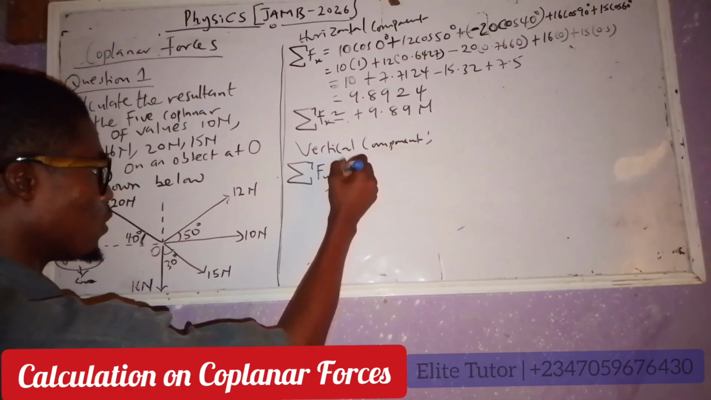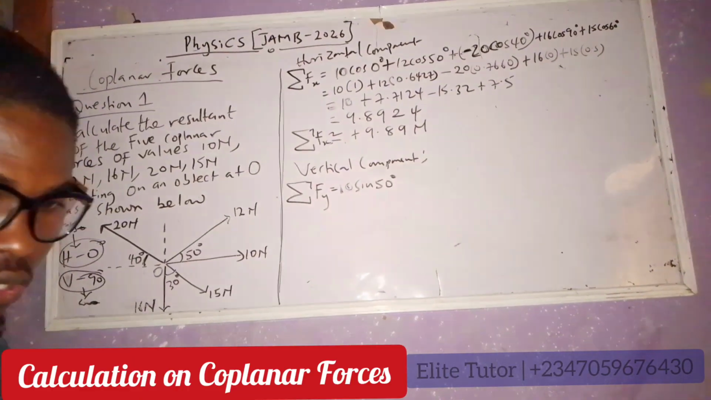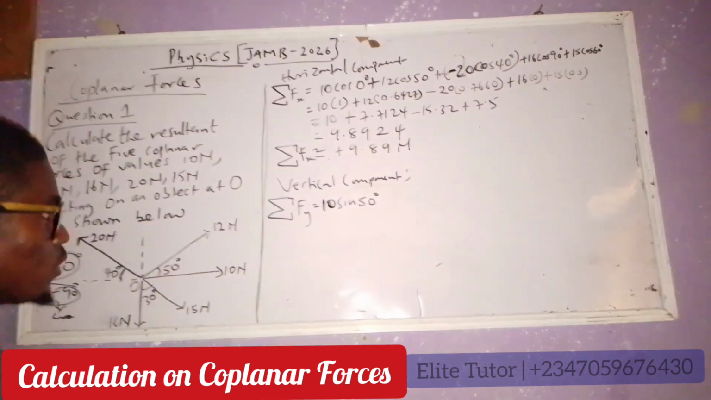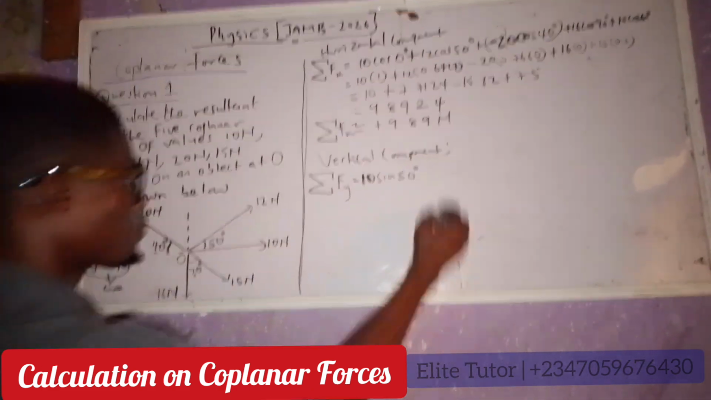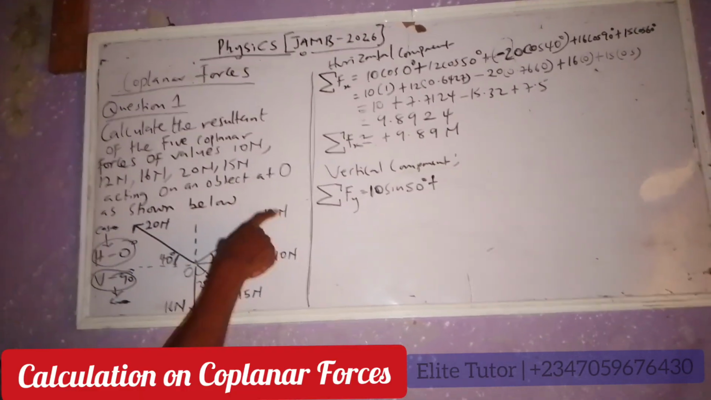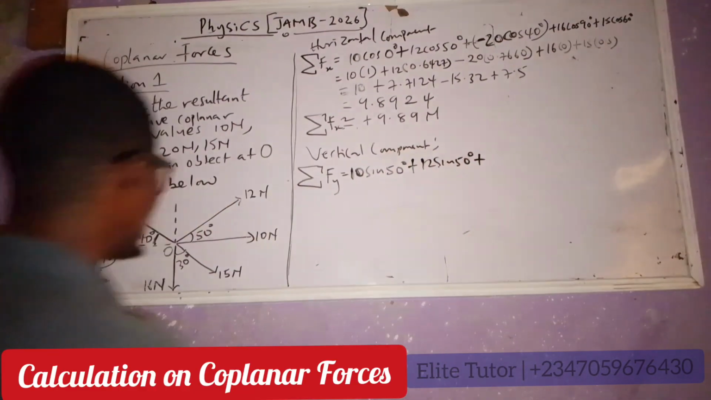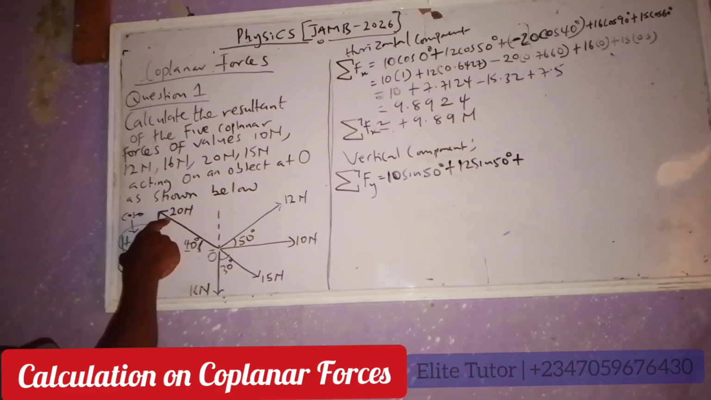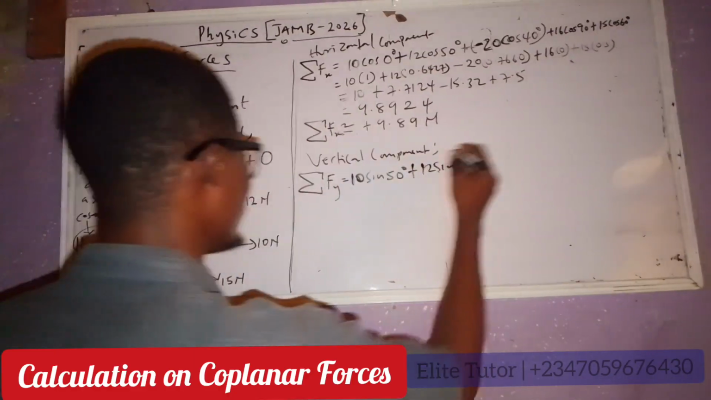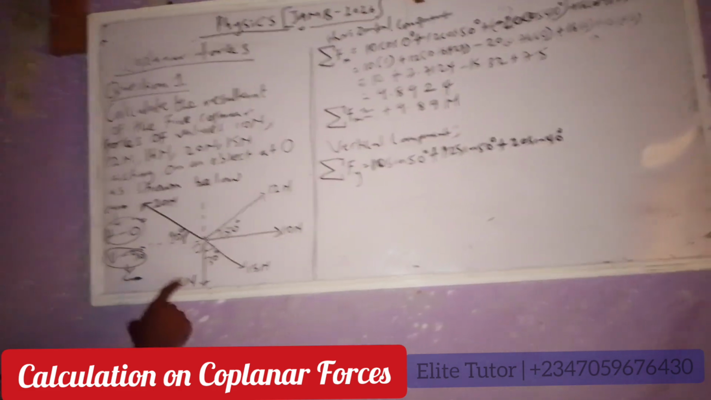10 sine 50 degrees. I wonder why this marker is not working. That's 10 sine 50 degrees plus. Now we are having 12 here, so it's still positive for the vertical. That way 12 sine 50 degrees plus. Alright, we're done, so we move here. This is 20. This one is still positive for the vertical. That will be 20 sine 40 degrees.